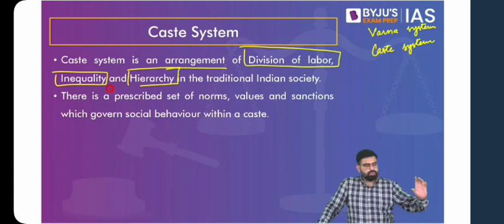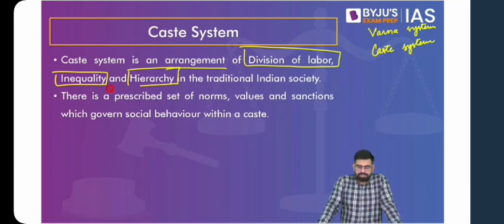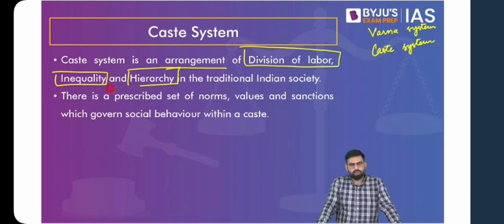So the Kshatriyas will take care of the security aspect, Brahmins will take care of the religious and the educational aspects. Then Vaishyas are supposed to take care of business, and finally, the Shudras will take care of all the other services. They'll basically be service providers to the society. This is division of labor.